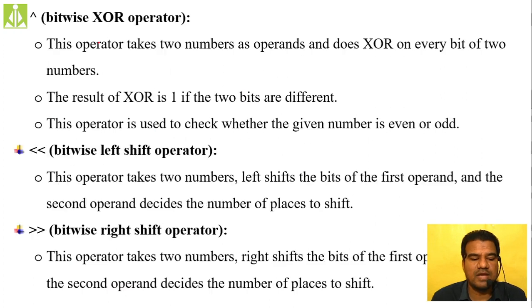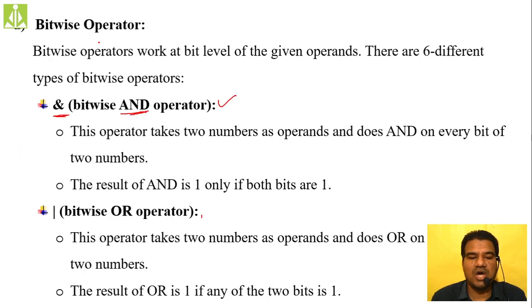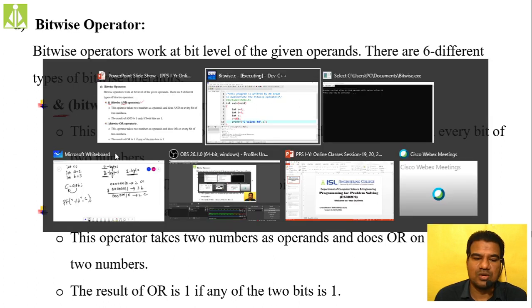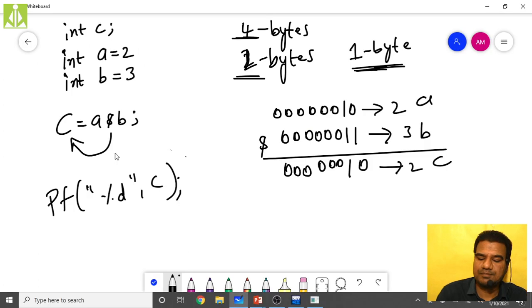The next operator we have is the OR operator, bitwise OR. This also takes two operands. If you supply integers, it will convert those two operands into binary values, operate on the bits, and return 1 if at least one bit is 1. It is not mandatory that both bits should be 1. If any of the bits is 1, it will return 1. If both bits are 0, it will return 0. That logic you apply here.